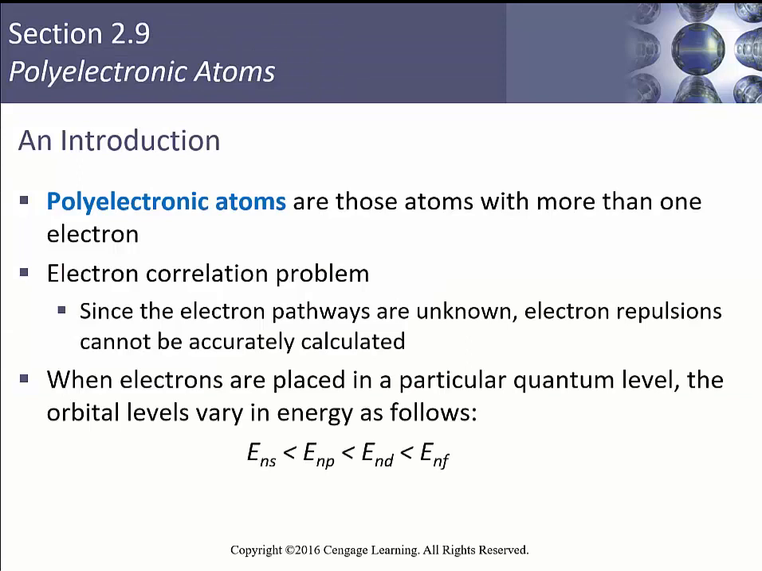Right. So section 2.9, polyelectronic atoms. Are those atoms with more than one electron? So if you think about an electron correlation problem, since the electron pathways are unknown, electron repulsions cannot be accurately calculated. When electrons are placed in a particular quantum level, the orbital levels vary in energy as follows, where s is less than p, which is less than d, which is less than f. And so electrons want to go to the lowest n level first, and then within an n level, they will selectively fill s first, then p, then d, then f.